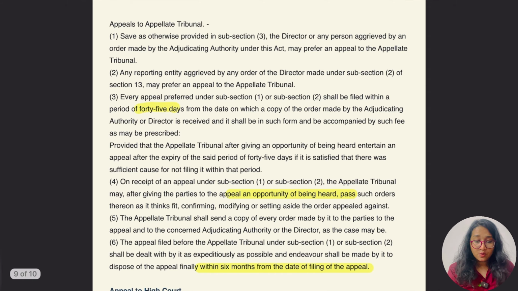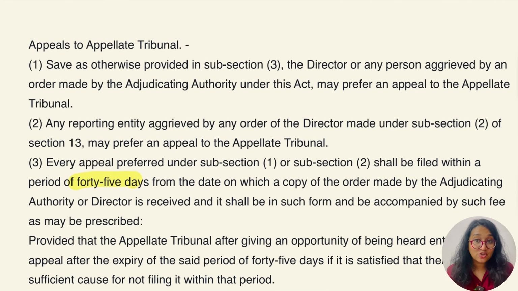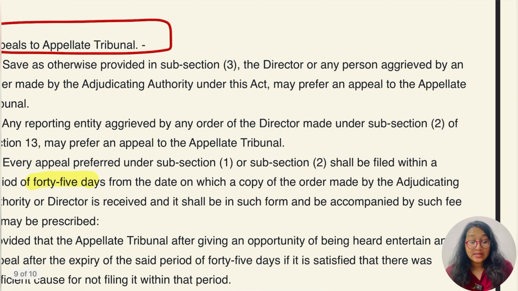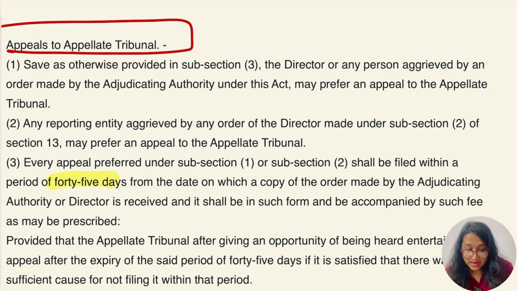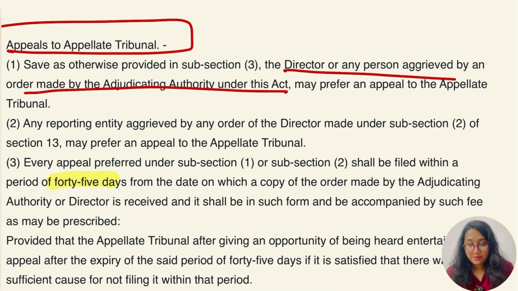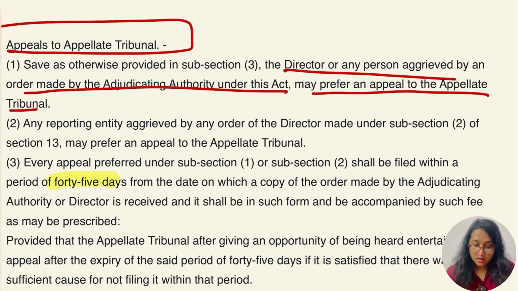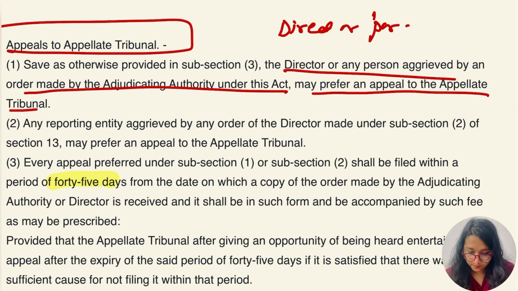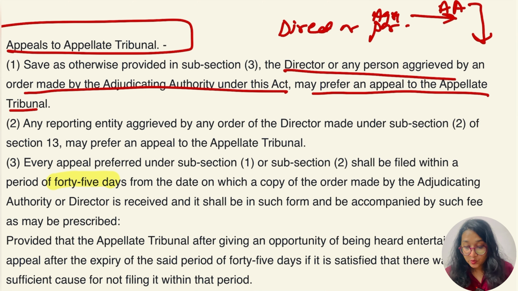So can the person go for an appeal, and within how many days? Is there any time extension again? So we are going for it, appeal to the appellate tribunal. Save as otherwise provided in section 3, subsection 3, the director or any person aggrieved by the order of the Adjudicating Authority under the act may prefer an appeal to the appellate tribunal. We are talking about the director or any other aggrieved person, right? The order was from the Adjudicating Authority, right? Yes, aggrieved by the order of the Adjudicating Authority. In that case, they can file an appeal to whom? The appellate tribunal. Hope this point was clear.